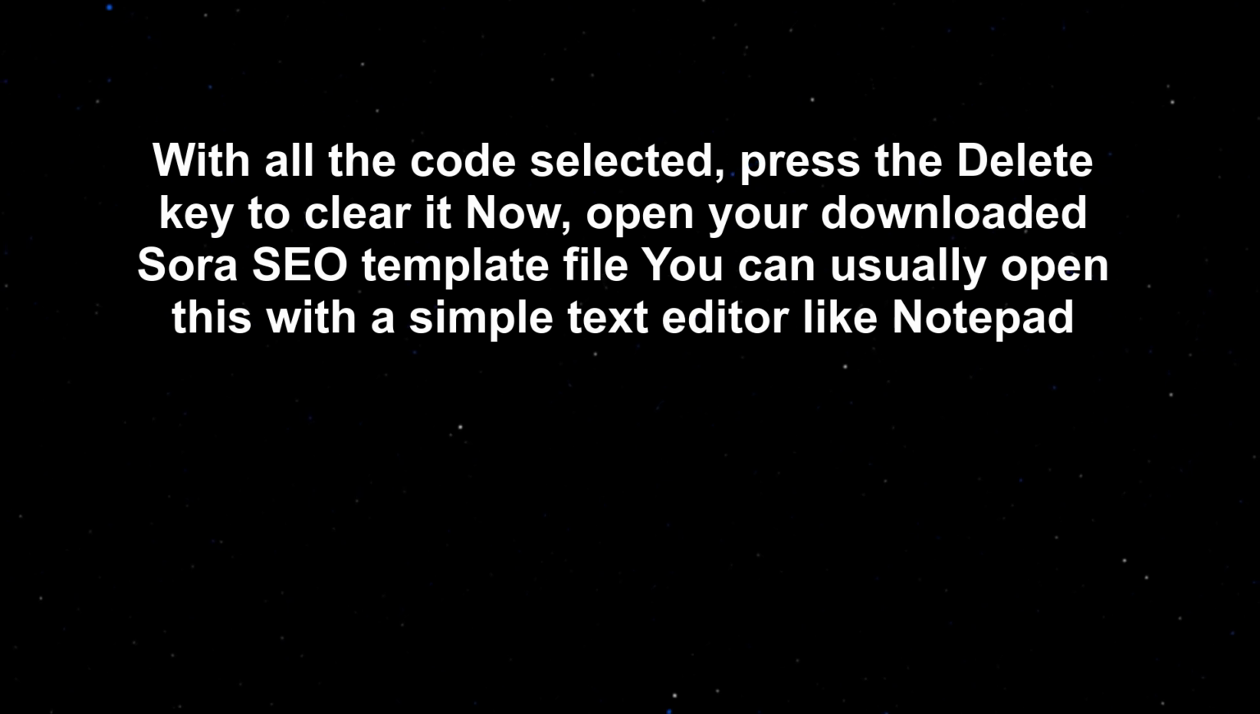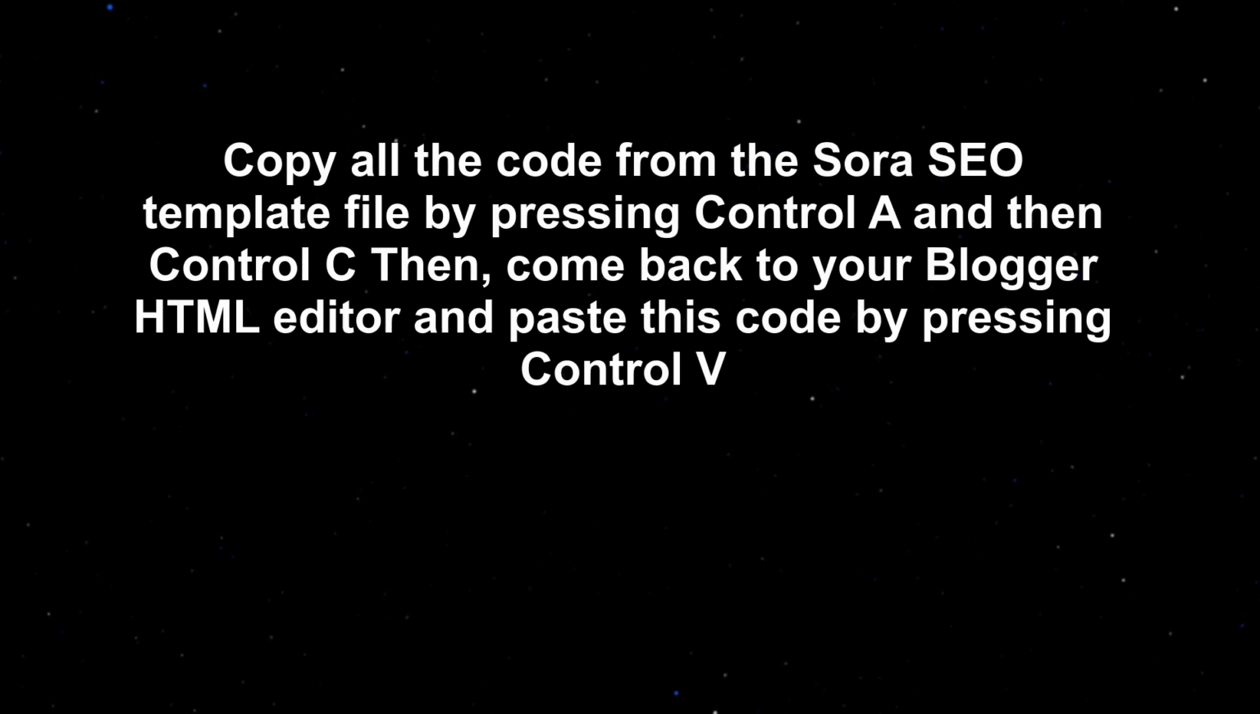Open your downloaded Sora SEO template file. You can usually open this with a simple text editor like Notepad. Copy all the code from the Sora SEO template file by pressing Ctrl-A and then Ctrl-C. Then, come back to your Blogger HTML editor and paste this code by pressing Ctrl-V.